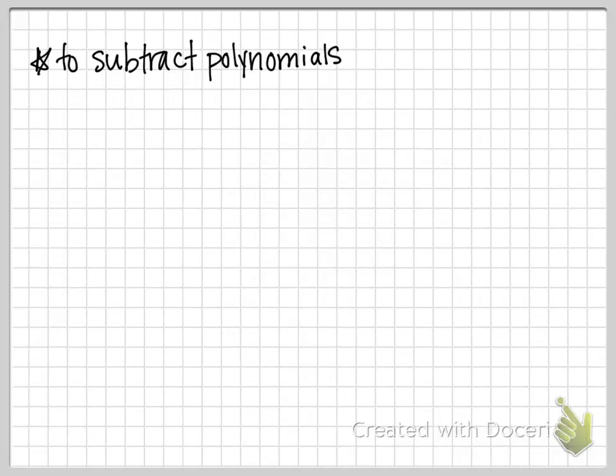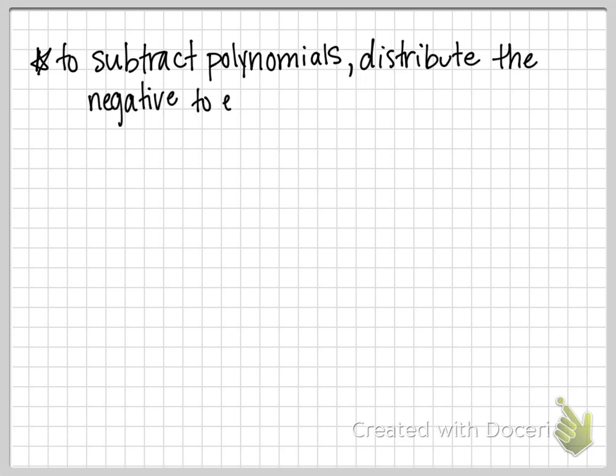This is just piggybacking from yesterday, so it's still the same section. The key here is, of course, recognize that you're subtracting, and then you need to distribute the negative sign, that subtraction sign, to each term in the following polynomial. So basically you flip the signs of every term inside the second polynomial.